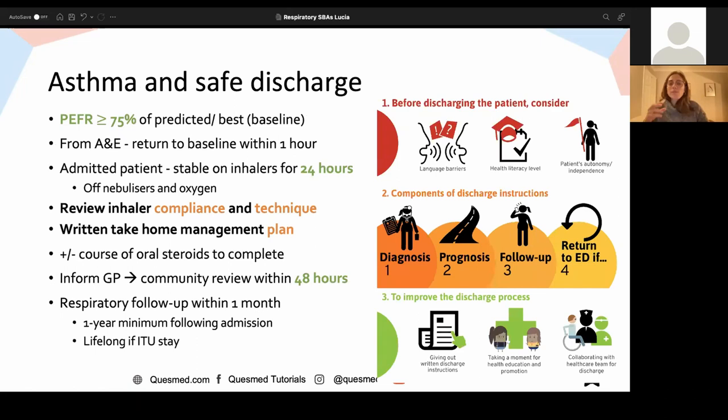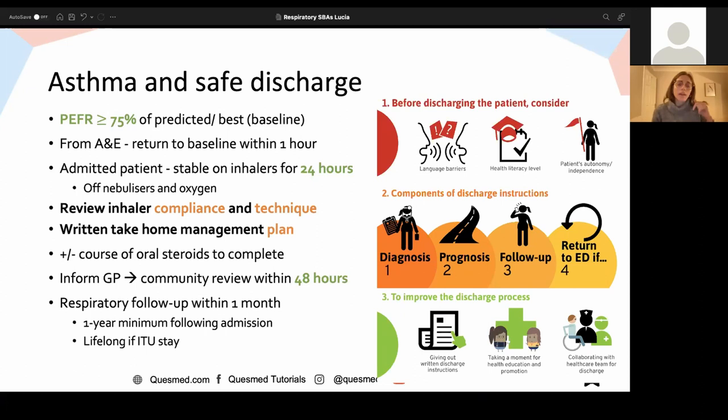So when we talk about safe discharge and asthma, very important to make a lot of safety netting. These patients really can die from asthma attacks. So make sure that their expiratory flow is back to above 75% of their baseline. If someone's had a mild or moderate asthma attack, as long as their peak expiratory flow has returned to baseline within an hour, they can be discharged from A&E, but not if they've had a severe life-threatening attack.